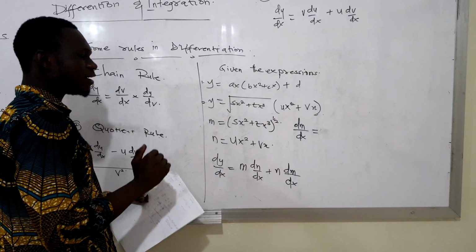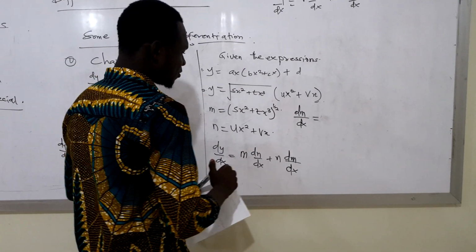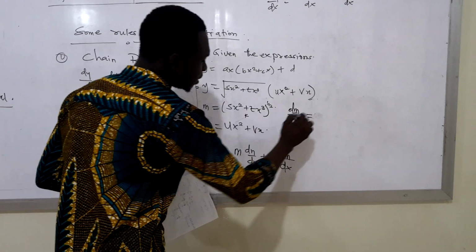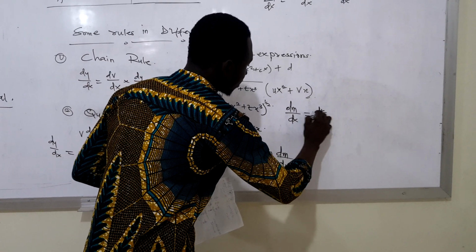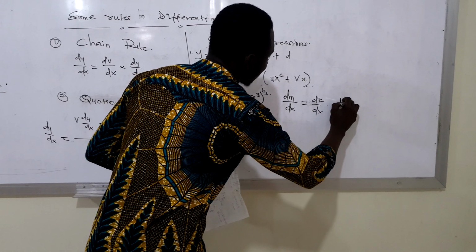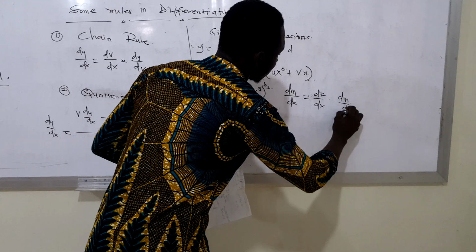Quite complex, but you have to be skilled so that you will be able to do it. So I can use k. In that case, I'm going to get dk/dx multiplying by dm/dk.